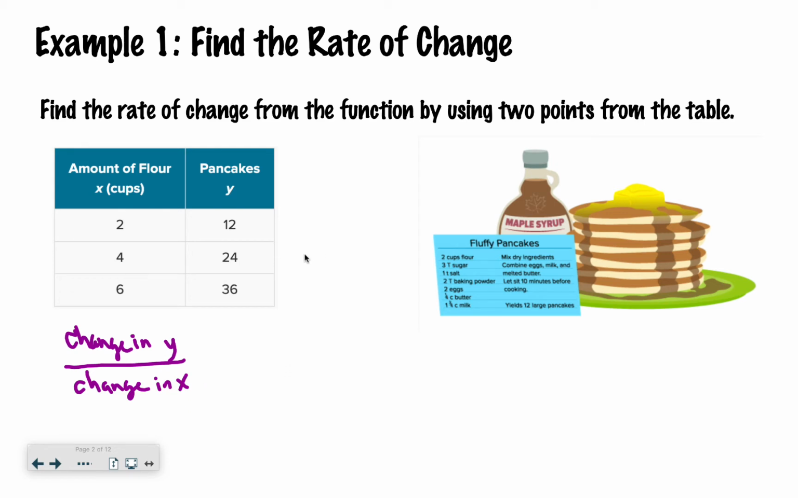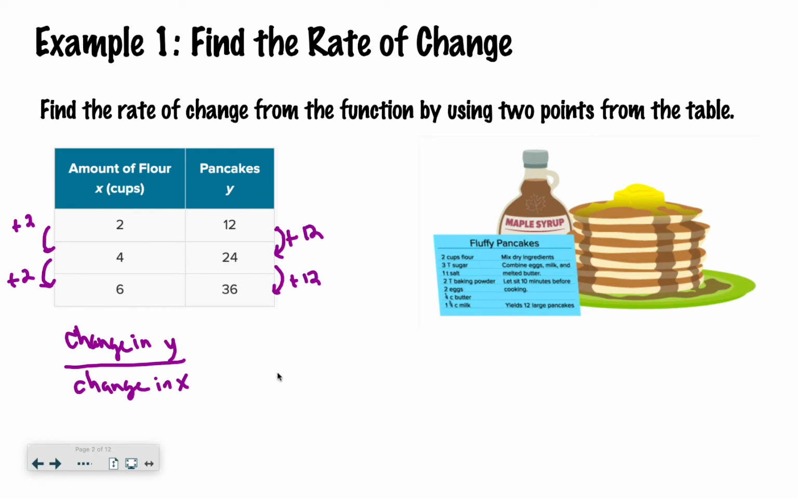We did a little bit of this last chapter when we were talking about if things were linear or non-linear, and something we talked about was figuring out how much it changes going from here to here. Going from 12 to 24, that's positive 12. Going from 24 to 36, that's also positive 12. Then checking my x's, going from 2 to 4, that's positive 2. And going from 4 to 6, that's also positive 2. So in this case, our rate of change is constant, right? We have the same numbers on the x and the same numbers on the y.